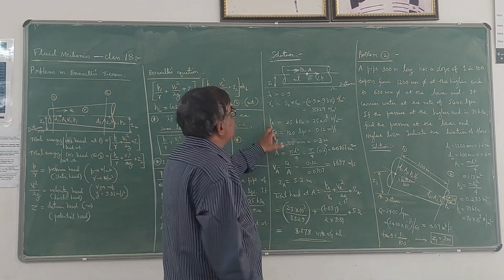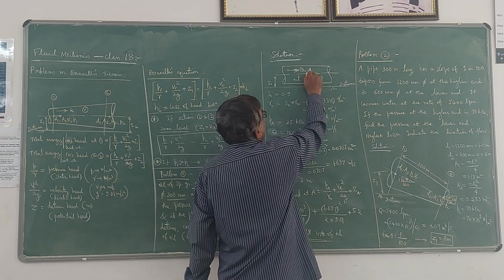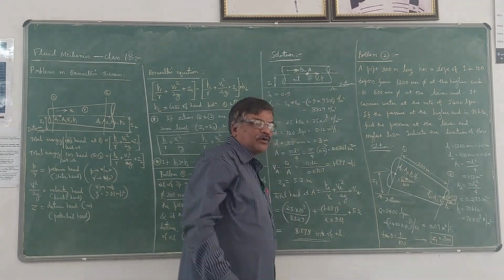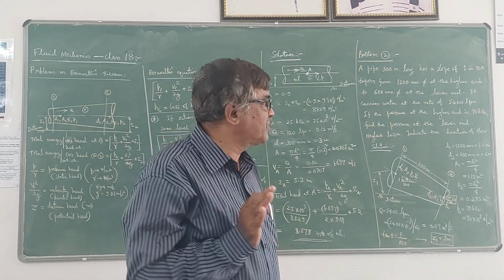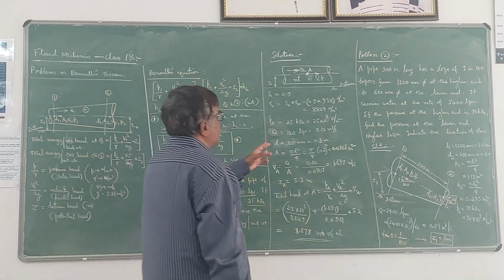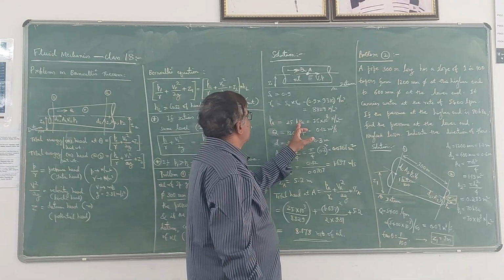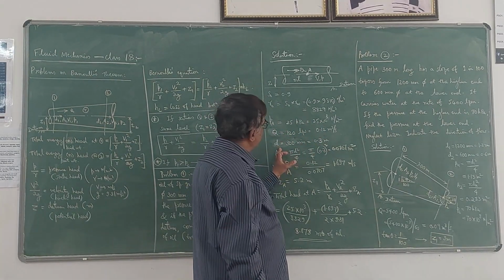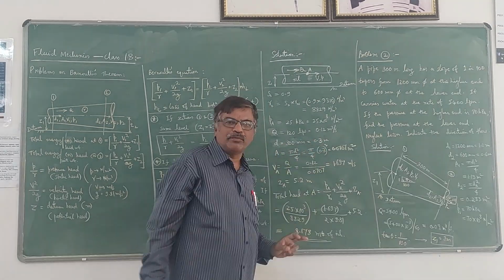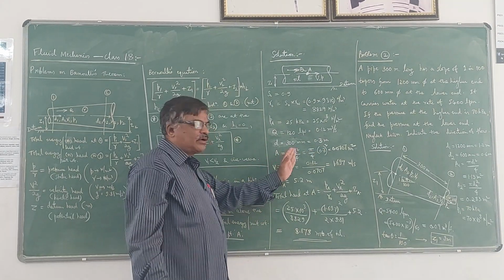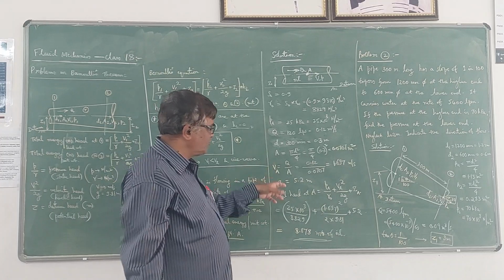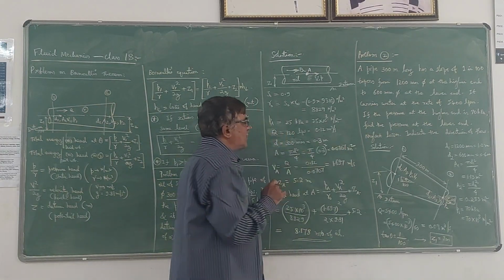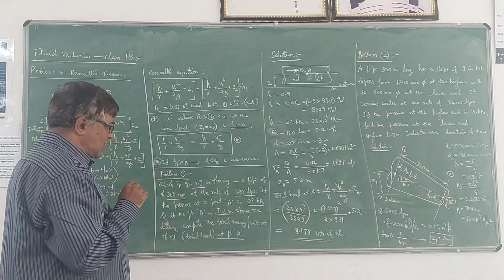Then the pressure at this point A. So this is the point A. He has given it as 25 kilopascal. You have to convert that to newtons and meters: 25 into 10 power 3 newton per meter square, since kilo means 10 power 3. Then the diameter of the pipe he has given is 300 mm, which should be converted to meters, 0.3 meters. From the diameter you can calculate the area, pi by 4 into 0.3 square, which gives 0.0707 meter square.